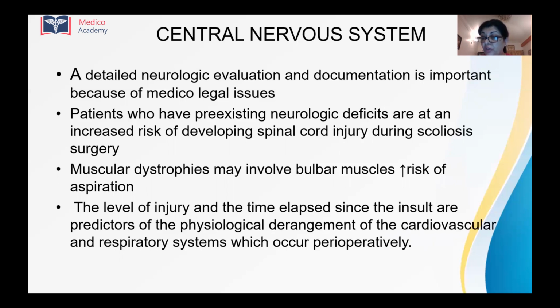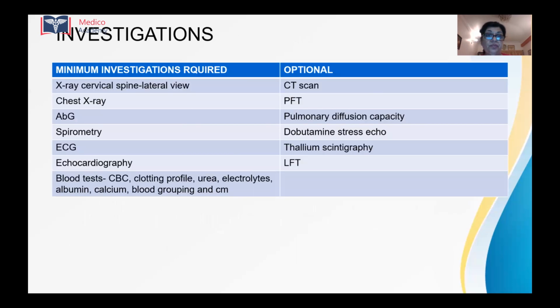Secondly, the muscular dystrophies may involve the bulbar muscles, increasing the risk of postoperative aspiration. Thirdly, the level of injury and the time elapsed since the insult are predictors of the physiological derangements of the cardiovascular and respiratory system which occur perioperatively. If the surgery is contemplated within 3 weeks of the injury, spinal shock may still be present. After this time, autonomic dysreflexia may occur.